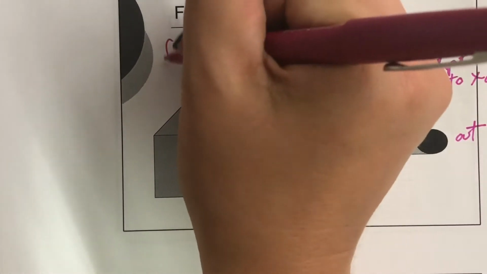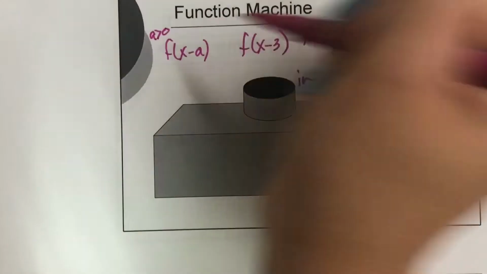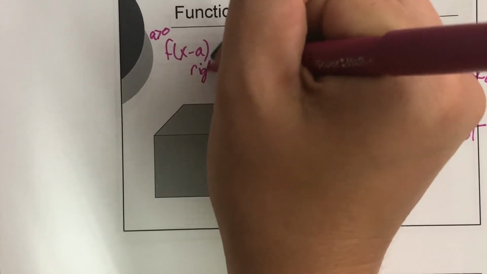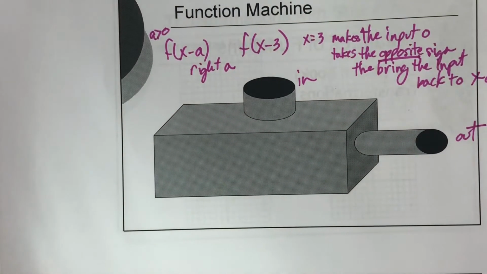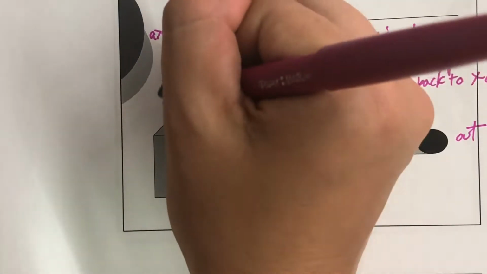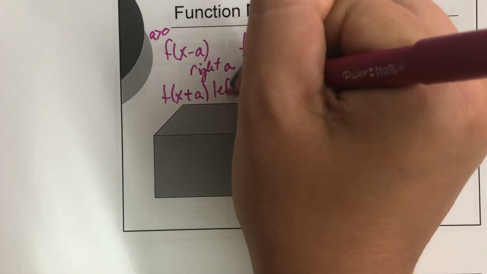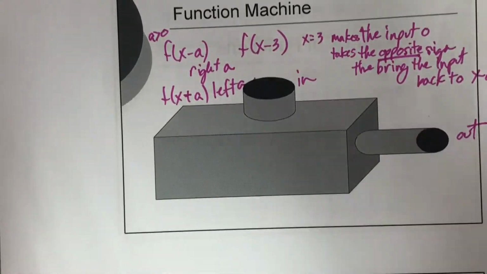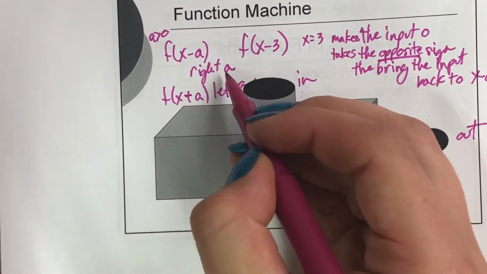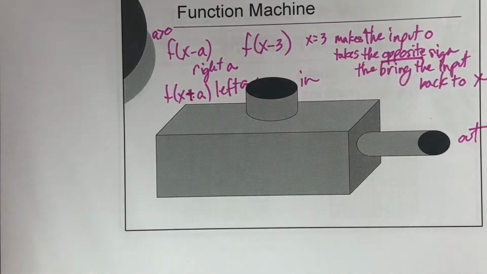So if you have f of x minus a, where a is positive, this will move right a. It's a minus, but it's still going to move right a. F of x plus a would move left a. So things for the input do the opposite of what you expect. A minus becomes a right, and a plus becomes a left. Things that change the input do the opposite of what you say.